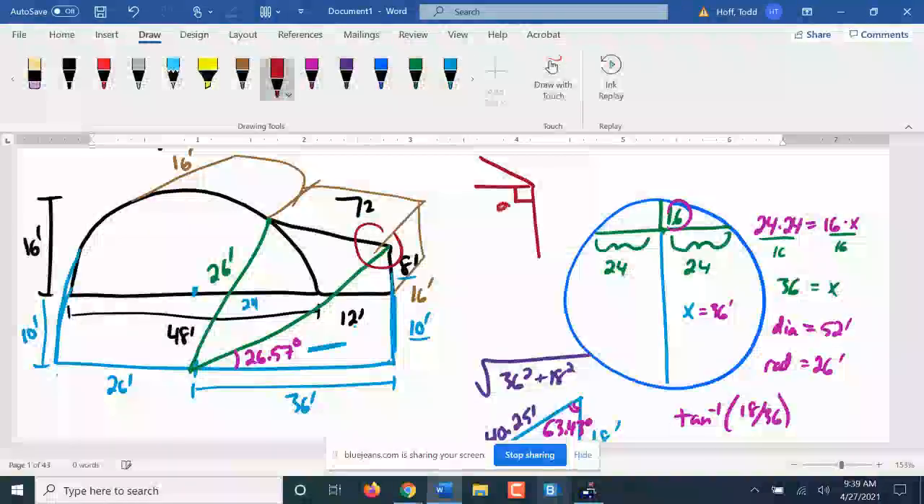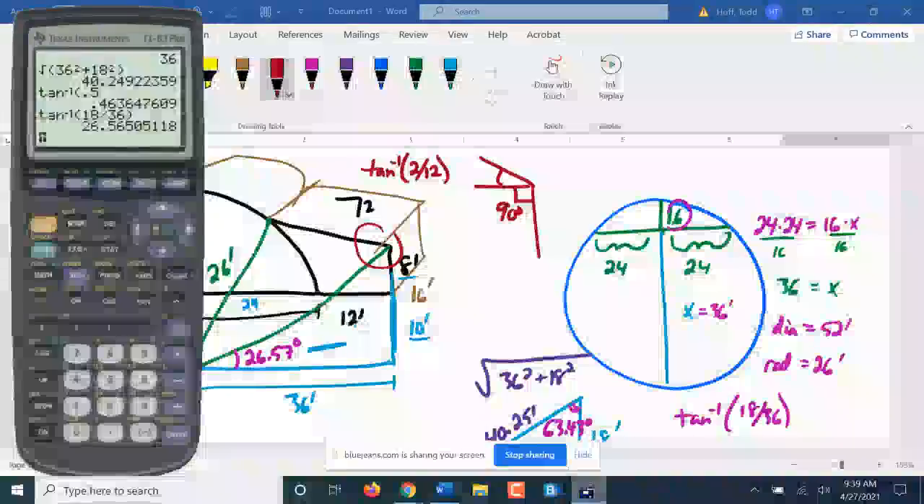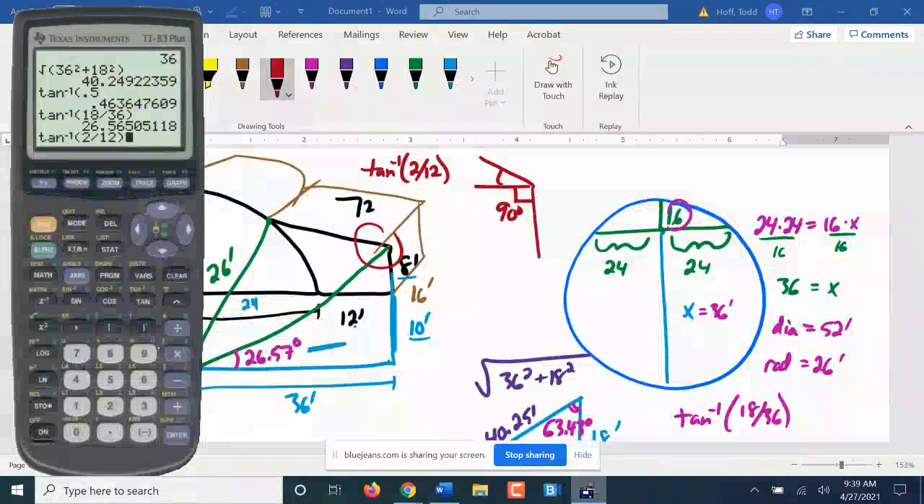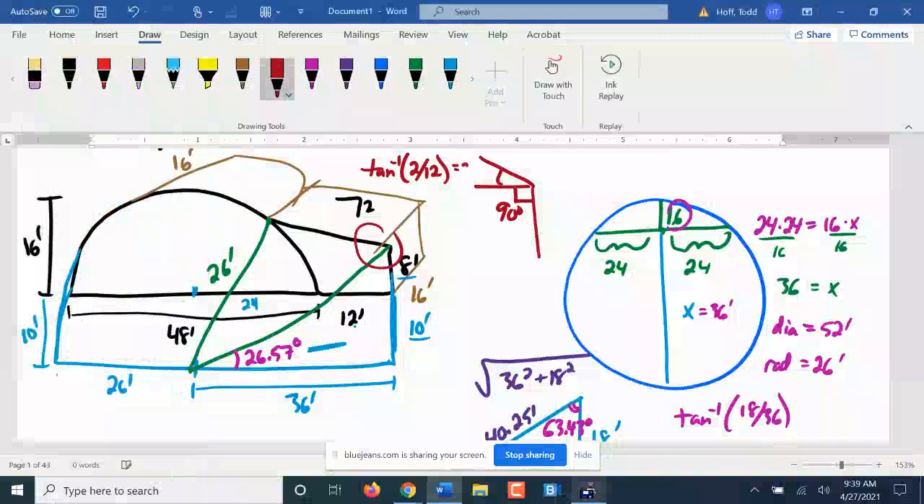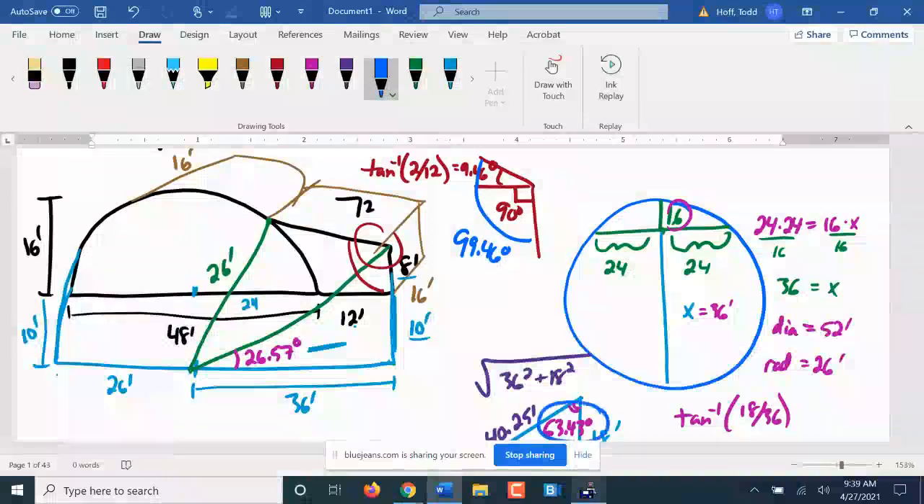This is 90 degrees. This angle here is going to be our heel angle. It's the inverse tangent of our slope, so it's an inverse tangent of 2 over 12. The inverse tangent of 2 over 12 is 9.46 degrees. Which means this full angle here is 99.46 degrees. We subtract the 63.43 degrees.